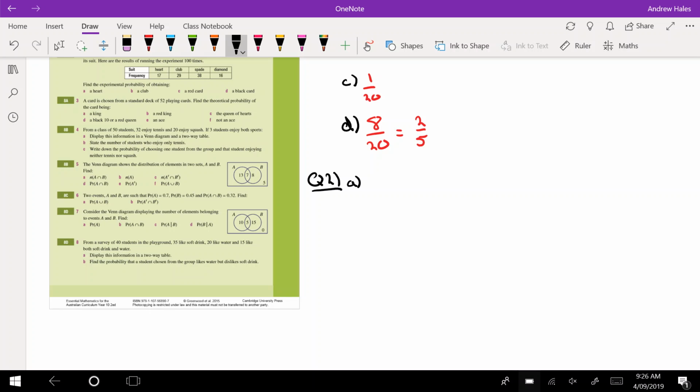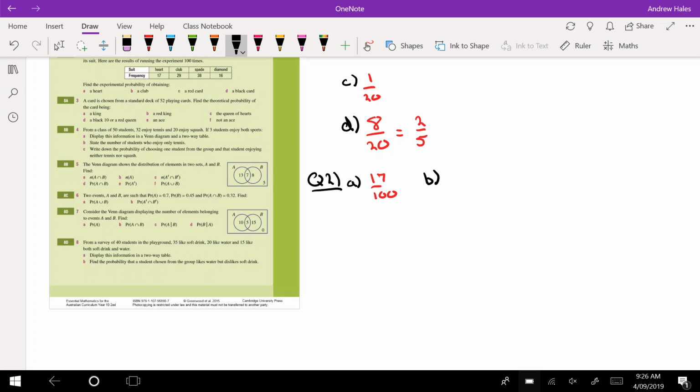The difference between experimental and theoretical probability, experimental is based off of an experiment. So for example, we know that the theoretical probability of flipping a coin is just going to be 50-50 either way, but you're not going to always get a perfect 50-50 every time. So the experimental probability is based off of the results you observe. And this is what we're going to be doing here. The experimental probability of obtaining a heart, well, it said it's flipped 100 times, so it's just 17 out of 100.